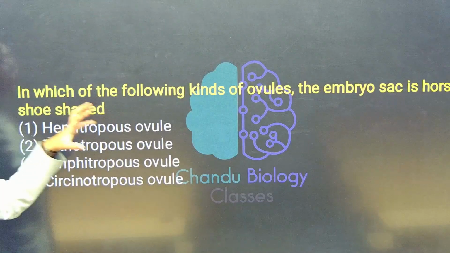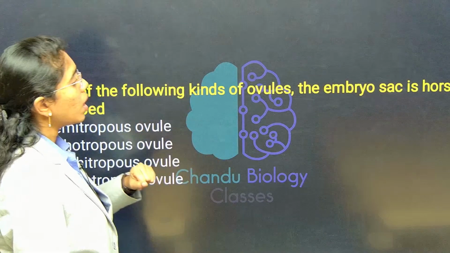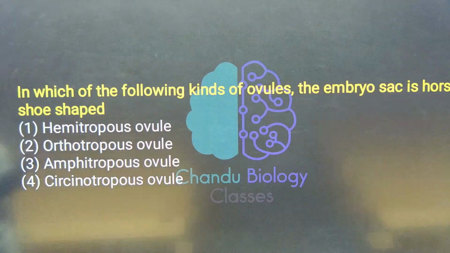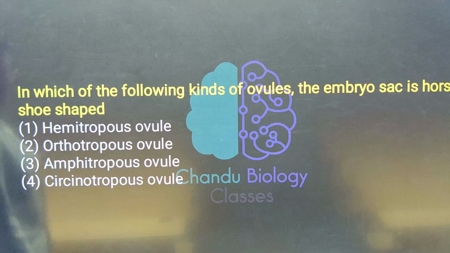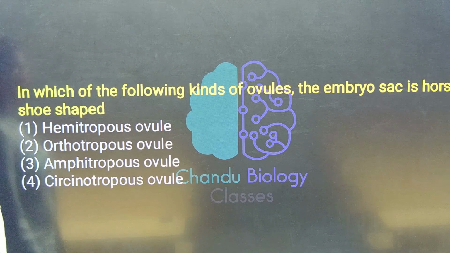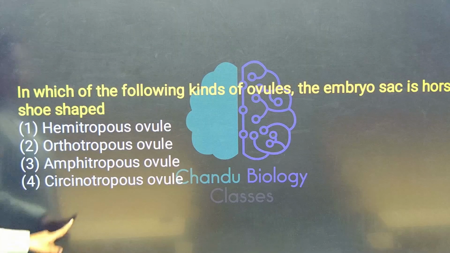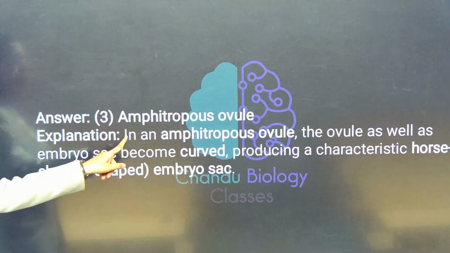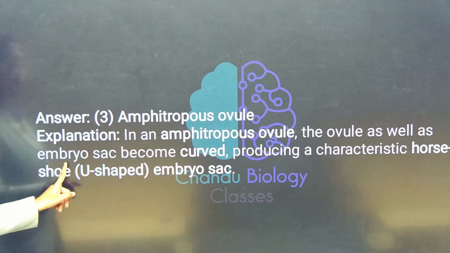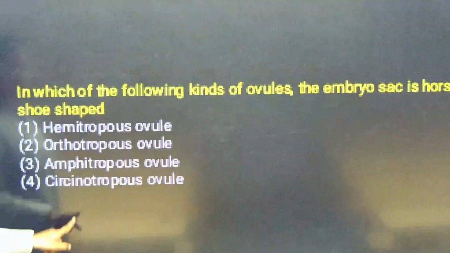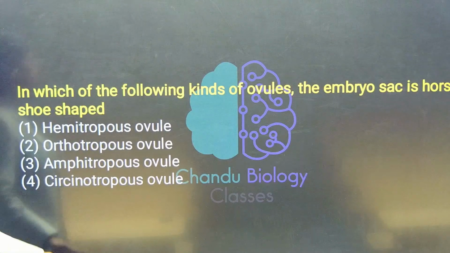Next, which of the following kinds of ovules has the embryo sac horseshoe shaped? Easy. The right answer will be option 4. Fine, right. Here we go. The answer is Amphitropous, which is option 3.